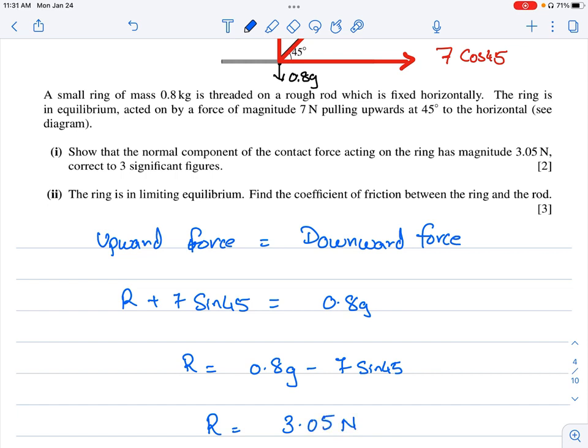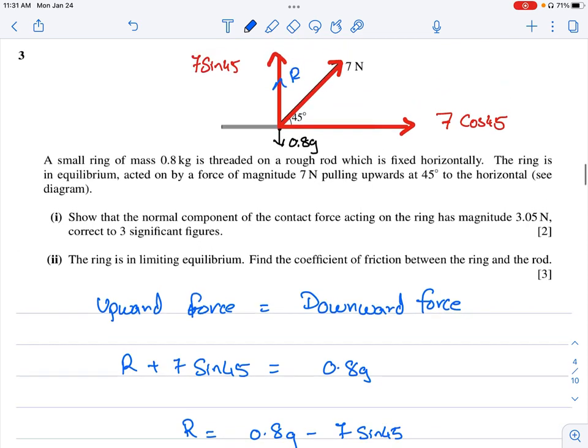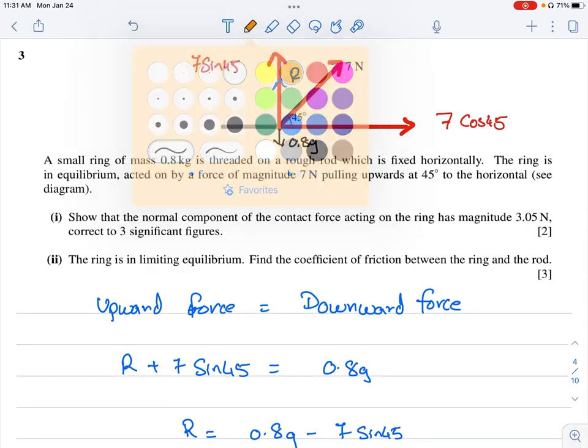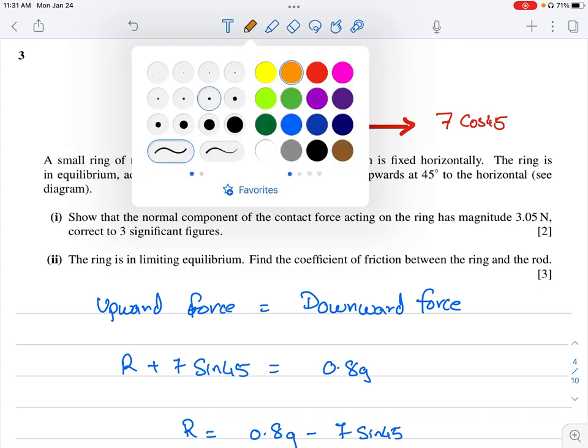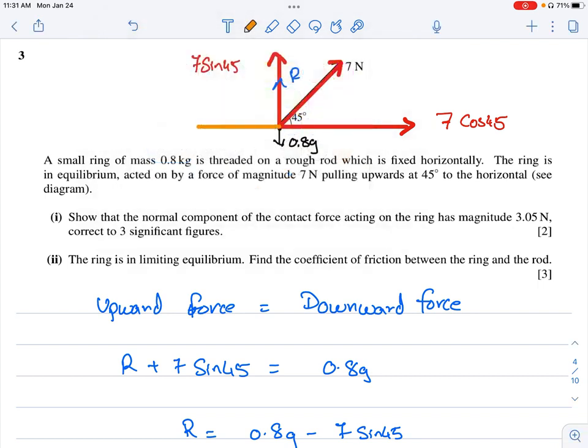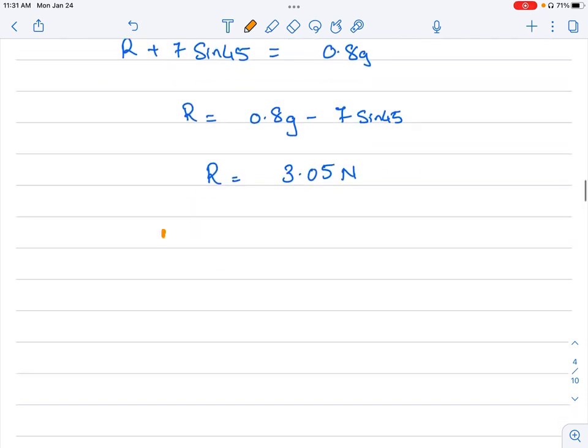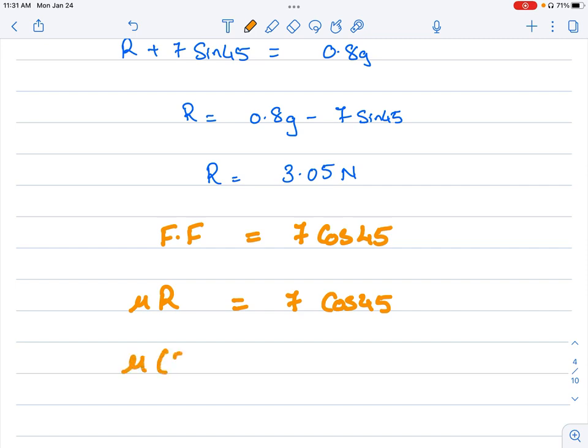The ring is in equilibrium, find the coefficient of friction. So there is a frictional force which is acting backwards, because it wanted to move forward, so it will be acting backwards. Because it is in equilibrium, the frictional force F should be equal to 7 cos 45. So mu R is equal to 7 cos 45. Now R value is 3.05, so mu times 3.05 is equal to 7 cos 45.